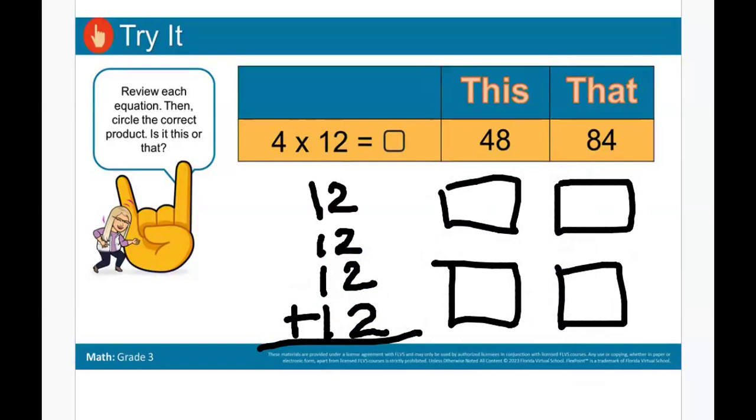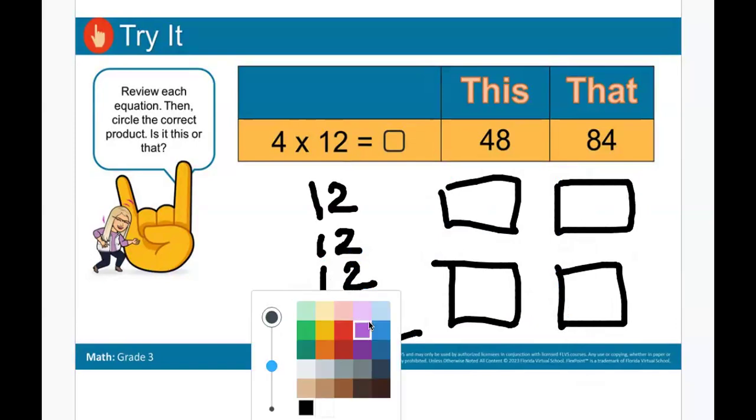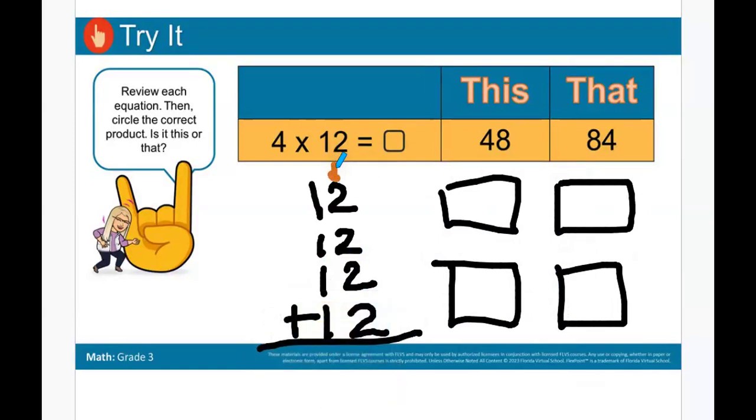All right. Let's go ahead and check and see how you did. So right here, I'm going to start in the ones column. 1, 2, 3, 4, 5, 6, 7, 8. I get 8 ones. 10, 20, 30, 40. 40 plus 8, 48. I'm also going to try equal groups.